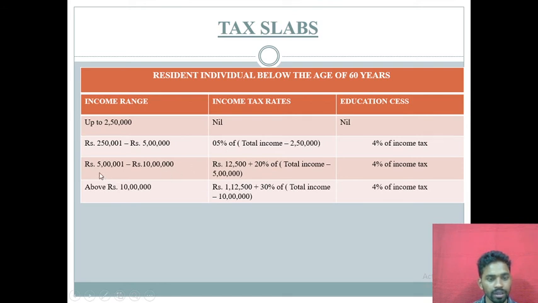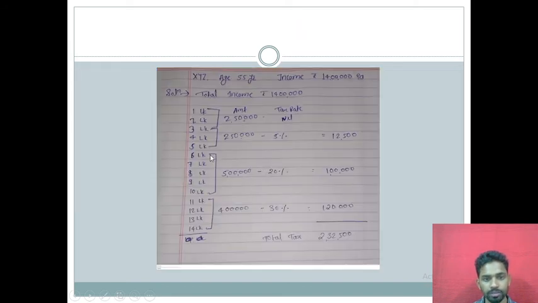Next, 5 lakh to 10 lakh, how many percentage? 20%. The amount in this category will be 5 lakh. On this 5 lakh, how many percentage do we calculate? 20%. And 20% of this 5 lakh is rupees 1 lakh. We calculated the 1 lakh.